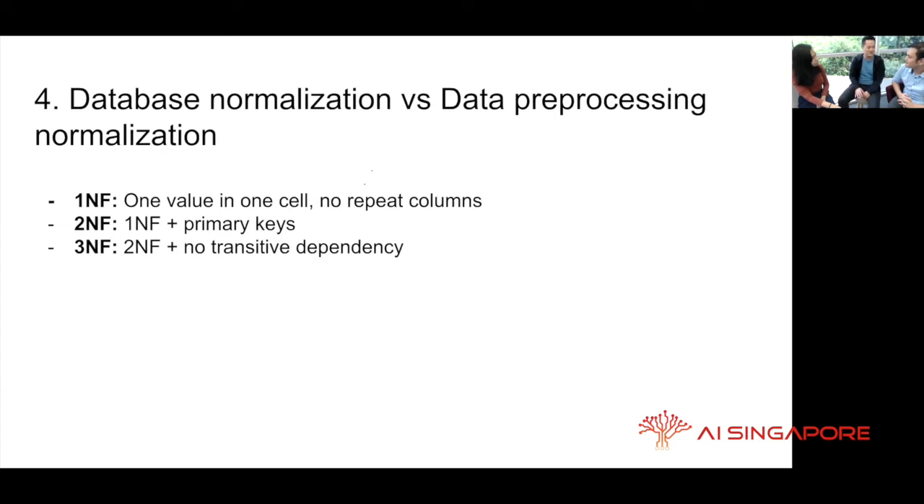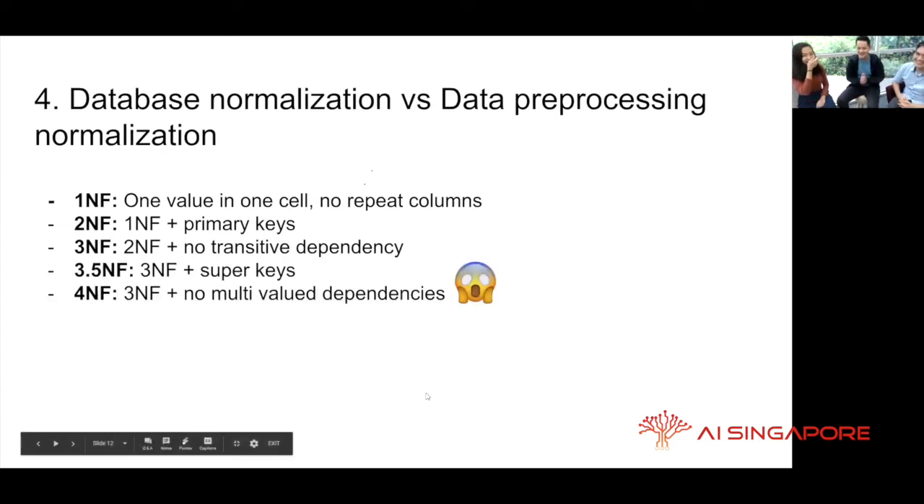But it doesn't stop there. Okay, there's more. There is 3.5 NF and 4 NF as well, right? And here, other things like super keys and multi-value dependencies start to come in. I think we won't confuse you with what those things are, and we'll explain why in a moment. But let's now shift and talk about data pre-processing and normalization.